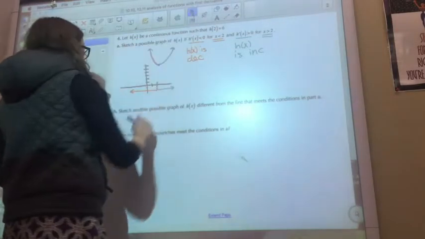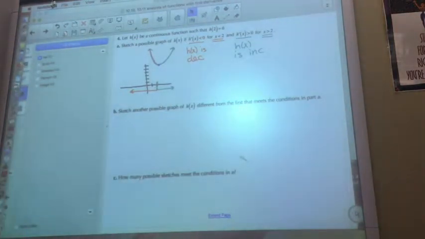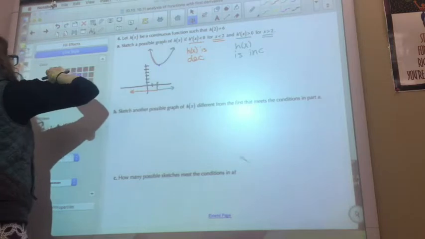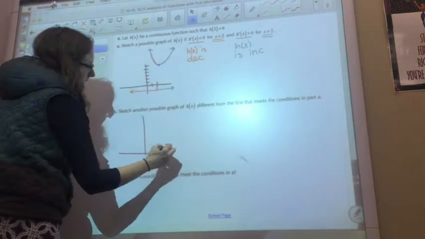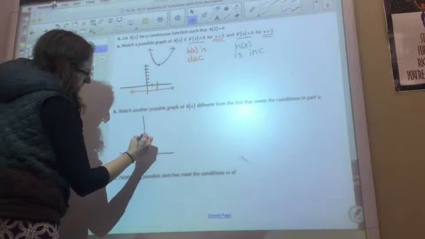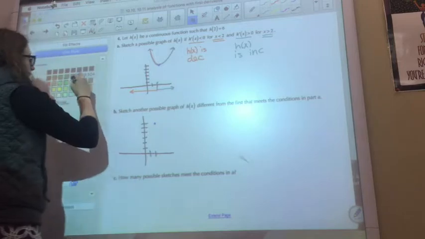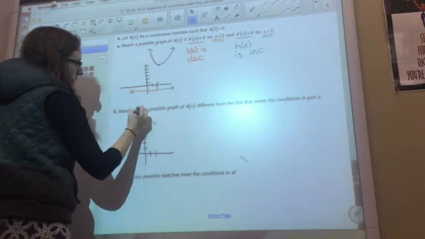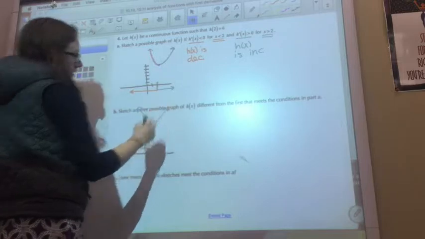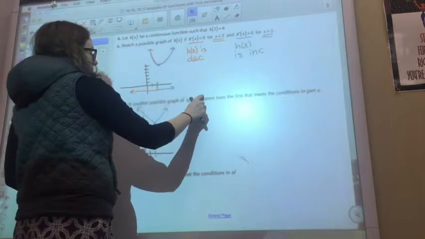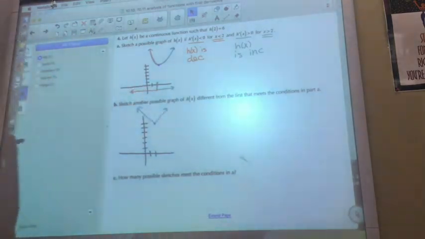Okay. B asked you to sketch another graph that meets those same conditions. Julia, what can we do? Well, I plotted the point again and then I did an absolute value kind of graph where it's decreasing for x less than 2. So like that. Okay, and I would agree, that meets those same requirements because we've got, again, that we are decreasing and then we switch to increasing, right?